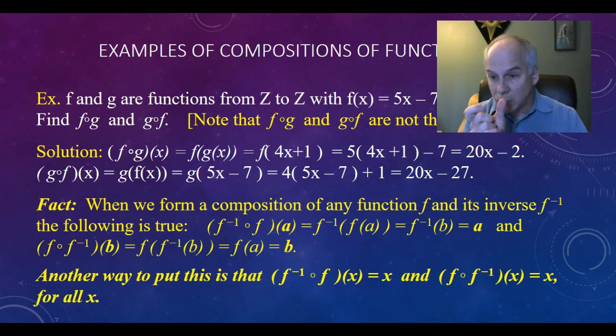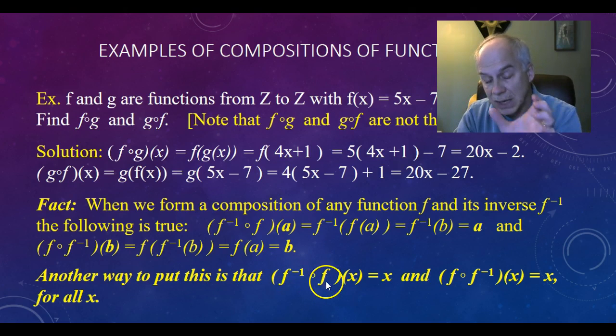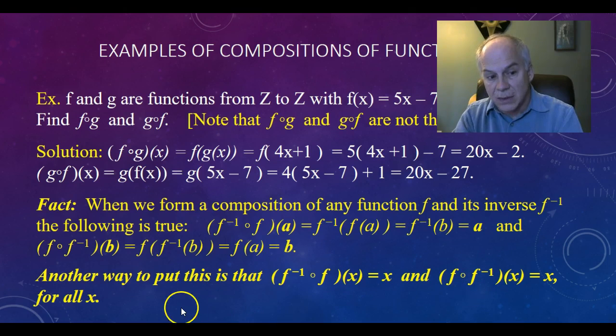So when we make the composition of a function and its inverse, this only happens if you're composing it with its inverse, then we get what's called the identity function. In other words, we plug in a number, we get that same number. So another way to put this is the composition of the inverse and the function of x is x. And the same goes if you switch it around, for all x.